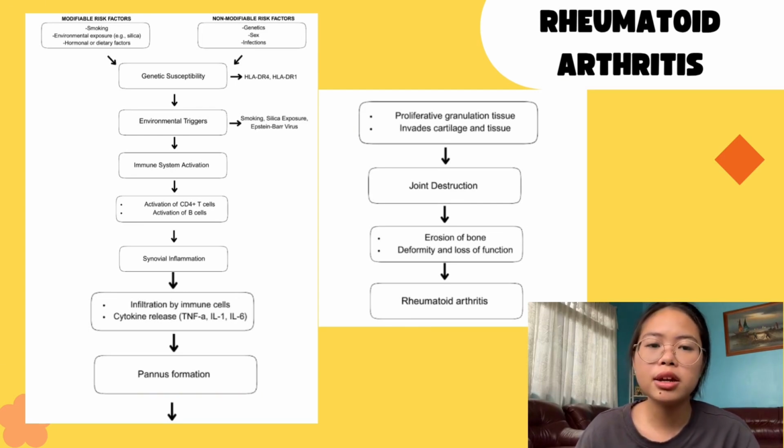Genetic susceptibility combined with environmental triggers activates the immune system. This leads to the activation of CD4 plus T cells and B cells, causing synovial inflammation. Immune cells infiltrate the joint and release cytokines like TNF-alpha, IL-1, and IL-6. This results in pannus formation, a thickened layer of inflammatory tissue that invades cartilage and bone. Over time, this causes joint destruction, bone erosion, and ultimately the deformities and loss of function seen in rheumatoid arthritis.